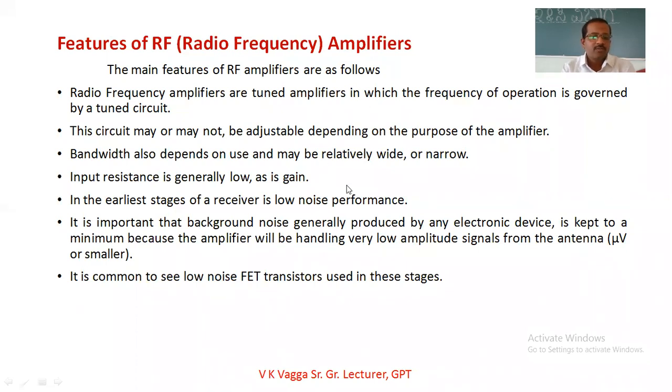In this case, the bandwidth also depends on the use, and it may be relatively either wide band or narrow band. The input resistance is generally low, and the gain is also low in the case of radio frequency. And in the earlier stages of the receiver there is low noise performance.